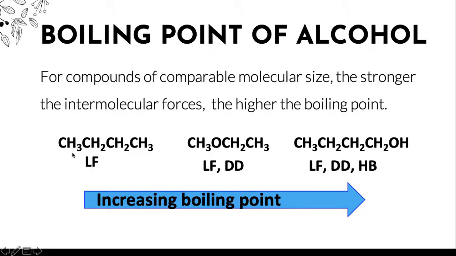So alkane has the lowest boiling point because it only has London forces. Ether has a higher boiling point than alkane because ether has London forces and dipole-dipole forces, two types of forces, and dipole-dipole forces are stronger than London forces. That's why ether has a higher boiling point. Now, alcohol has London forces, dipole-dipole forces, and hydrogen bond. The hydrogen bond in alcohol is stronger than London forces and dipole-dipole forces. That's why alcohol has the highest boiling point.